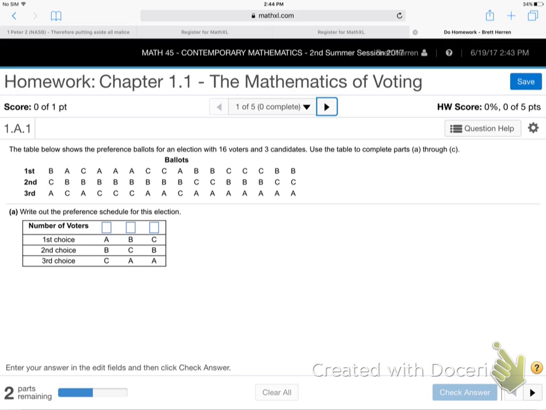Why is my pen not working? Oh, no, is my pen really? I'm having all kinds of problems today. Sorry, guys. Let me see. Yeah, good.